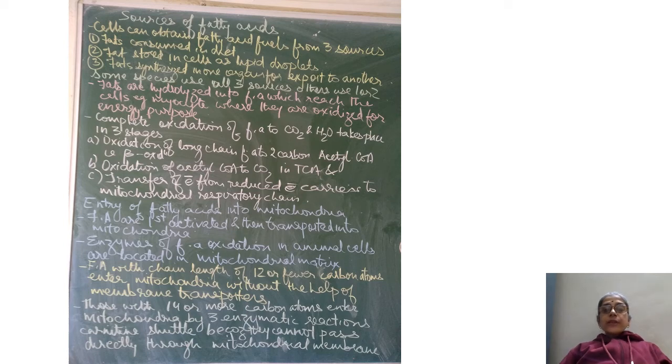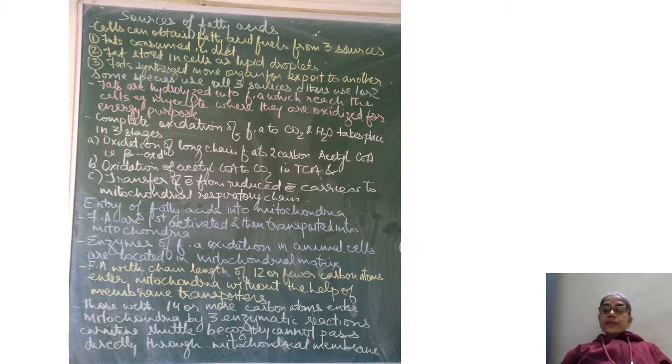Today we are going to study about entry of fatty acids into mitochondria. First we'll study how fatty acids are obtained. So sources of fatty acids are three. The first is the fats that we consume in our diet. The second is the fat that is stored in our body as lipid droplets.